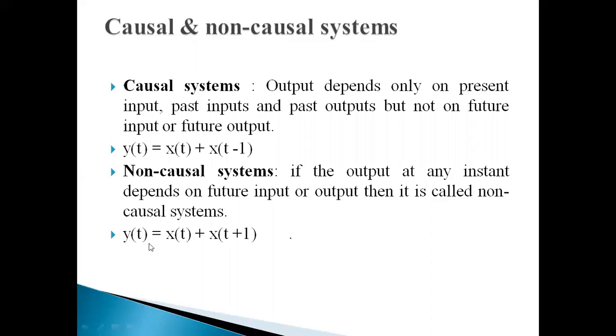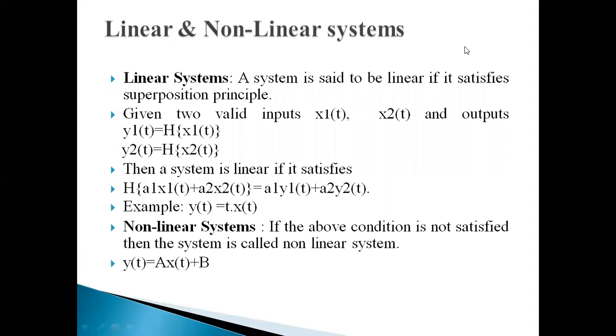That means here the output depends on present input as well as future input. Therefore, this type of systems are called as non-causal system. Next class of systems are linear and non-linear systems. A system is said to be linear if it satisfies superposition principle. So what is superposition principle?